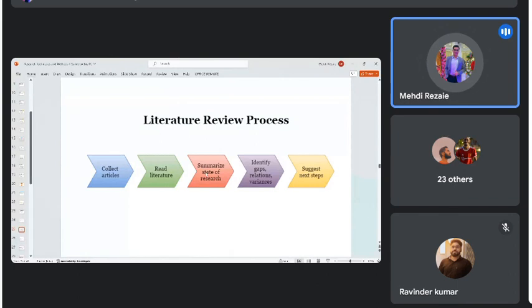Literature review process is collecting articles, 5, 6 papers, reading those literatures, and summarizing the state of research. Try to summarize what you read and identify gaps, relations, and variances. Variances is how different parameters are variable from each other, how they are different. Also, identify what gaps the researcher has left, and then suggest next steps. That is your opinions, your pointers that you want to discuss.